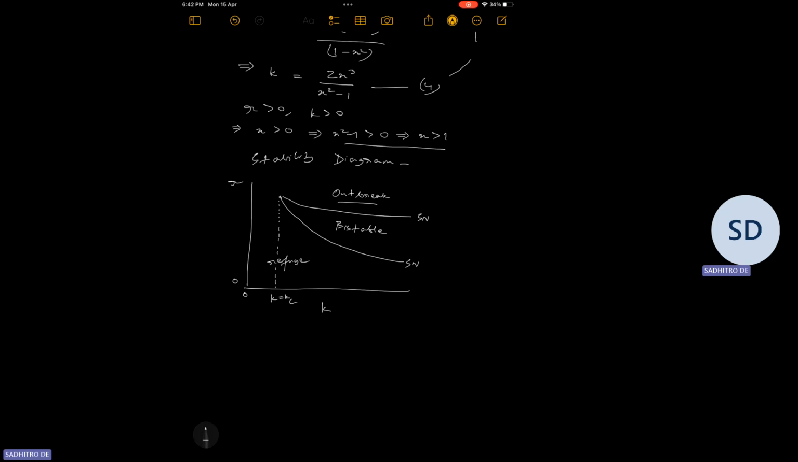So the important message this tells us is that if k is greater than a critical value, that means if there are too many trees in the forest and for some reason the budworm population growth is very large, then there will be an outbreak of the population, because they will keep on eating the trees and the population will keep on growing exponentially large.